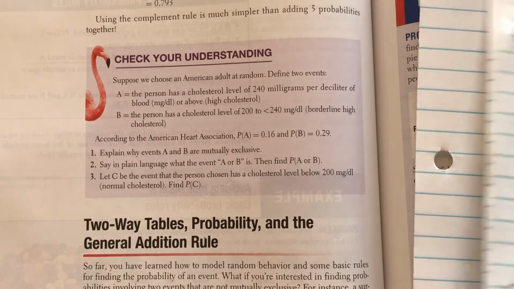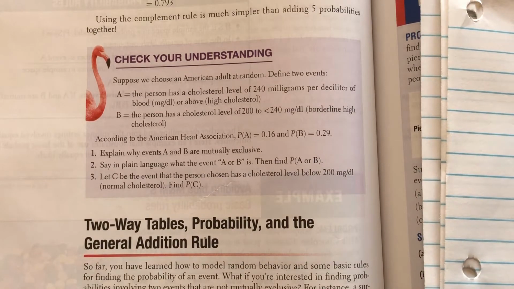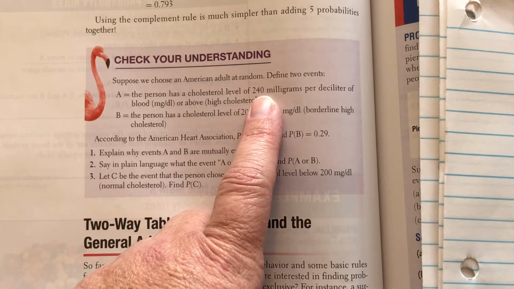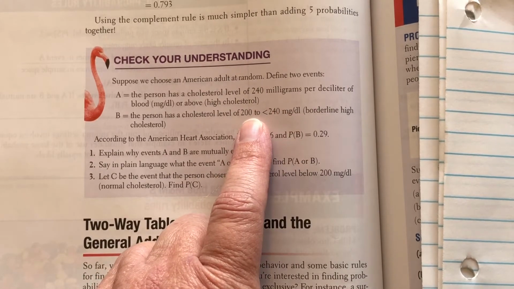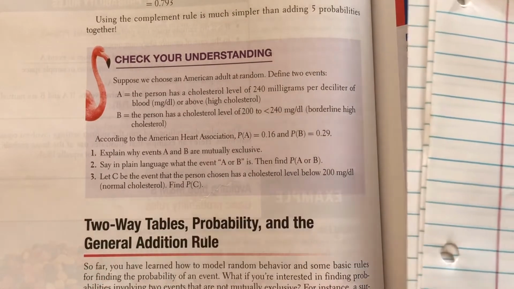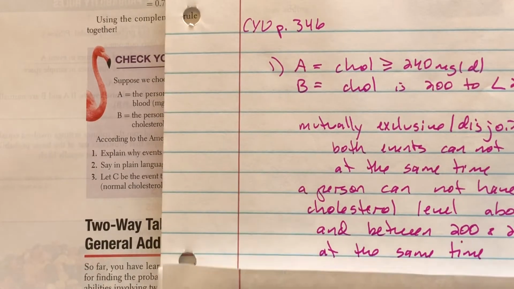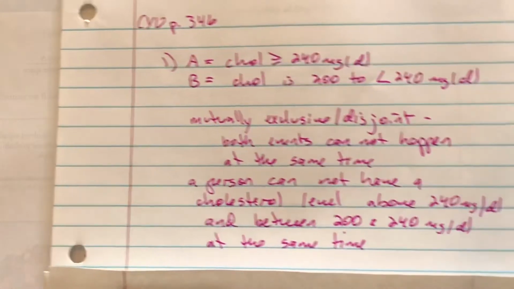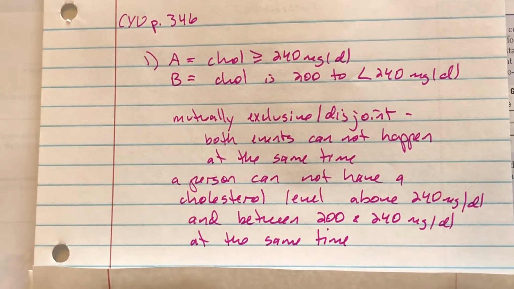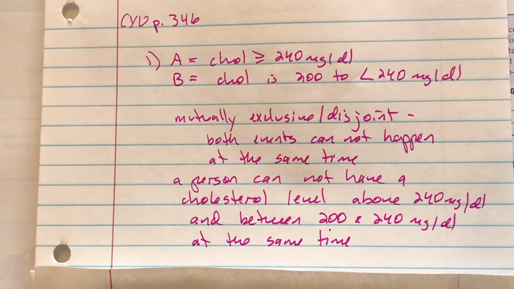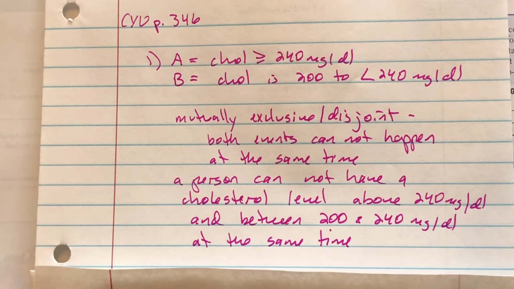Okay, well, mutually exclusive, or another term for mutually exclusive is disjoint, means they can't occur at the same time. Okay, a person cannot have a cholesterol level above 240 and between 200 and 240 at the same time. Okay, that's what I write here. Mutually exclusive or disjoint, both events cannot happen at the same time. So a person can't be in both those groups. They can't have high cholesterol and be borderline high cholesterol at the same time. They're going to be in one or the other group.